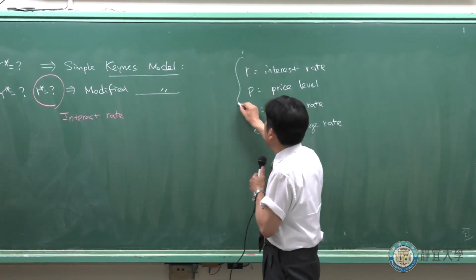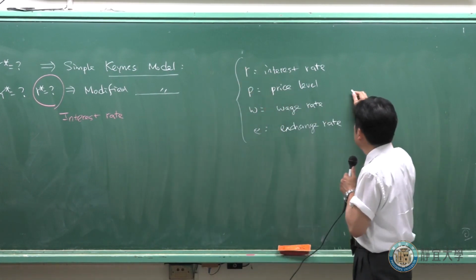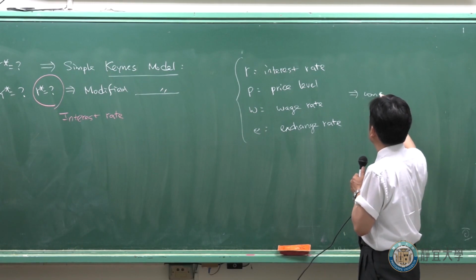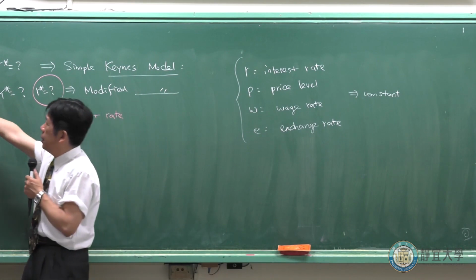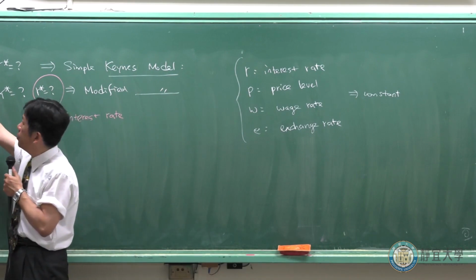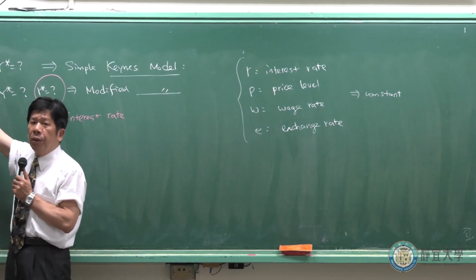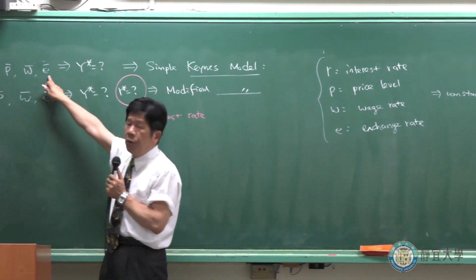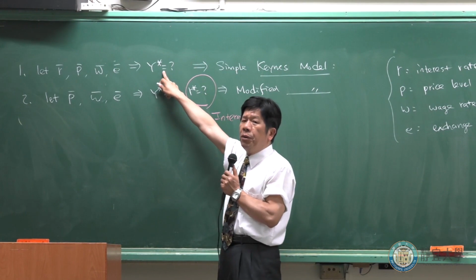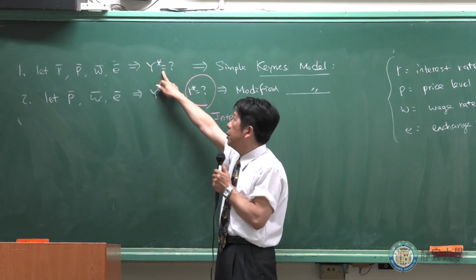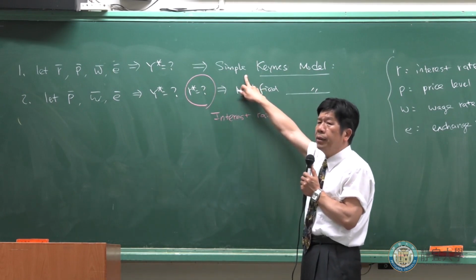So basically, we just make an assumption. If we put a hyphen, this represents a constant. Last time we mentioned the interest rate constant, the price level constant, the wage constant, and the exchange rate constant, and then we just try to find the equilibrium output or equilibrium income. Then we call this the simple Keynes model.